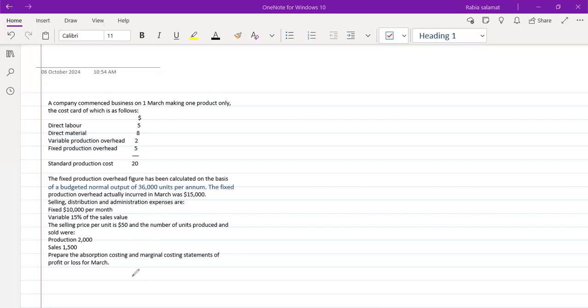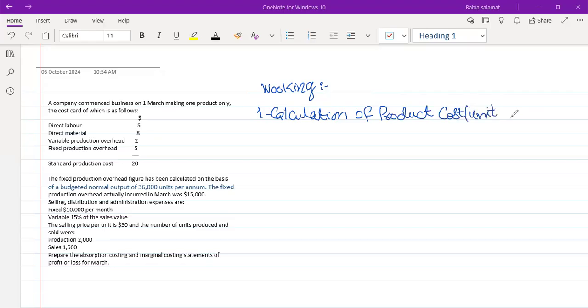For the month of March, this is the first month of the organization. So first we start workings for the marginal costing as we discussed in the proforma. First of all, calculation of product cost per unit in marginal costing.